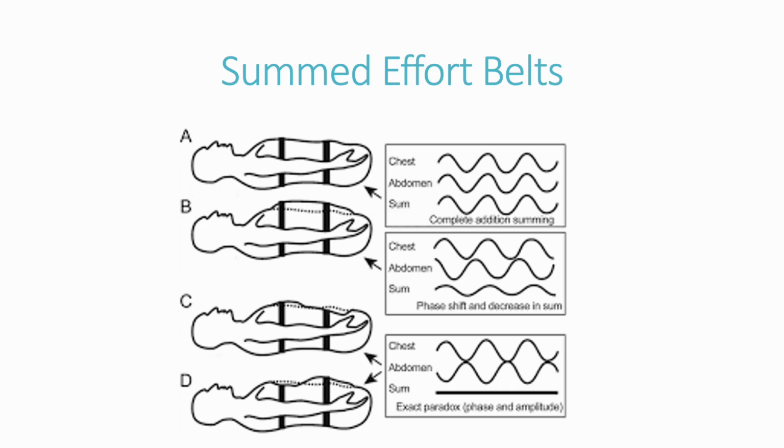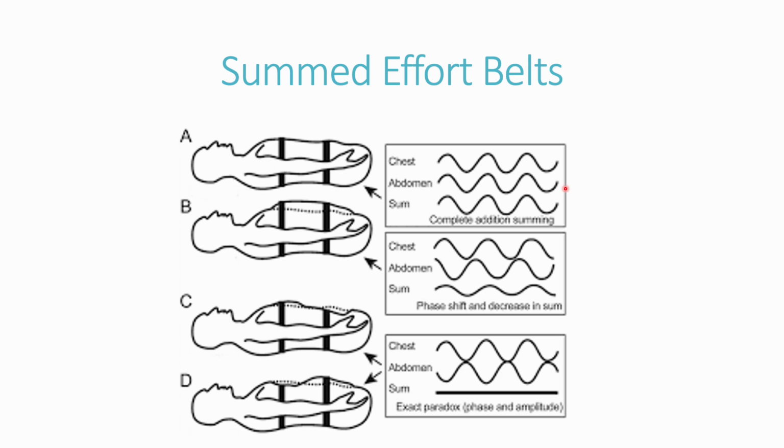Okay, let's review some effort terminology. The top figure represents normal unobstructed breathing. The belts are deflecting up and down at the same time. When they breathe in, the belts go out and then in together at the same time. The belts are deflecting up and down at the same time, meaning they are synchronous and in phase. In phase means the signals go up and down together at the same time. Synchronous means they occur at the same time.